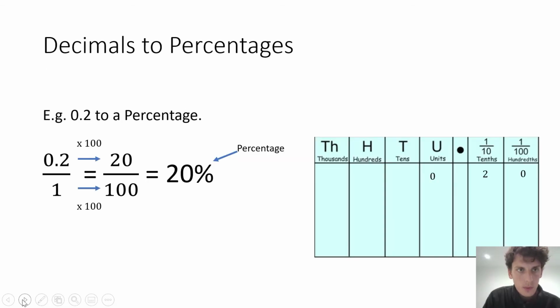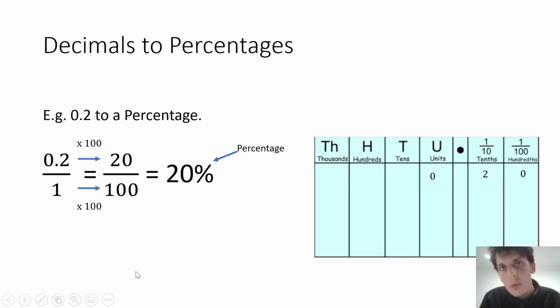So here we have 0.2, which is a decimal, and I would like to turn this decimal into a percentage. The first thing to really do is think, what is a percentage? All percentage means is out of 100. So if we want to turn our decimal into a percentage, we need to make our decimal out of 100. So how do we do that?